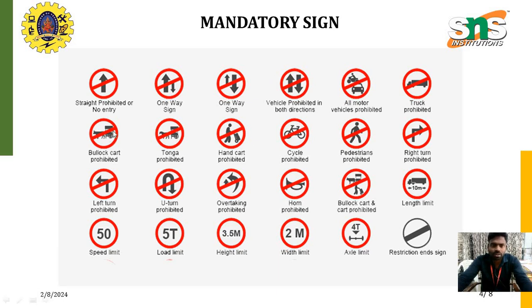For example, we have no entry, one way, vehicles prohibited in both directions, trucks prohibited, bullock carts prohibited, mobile phone prohibited, cycles prohibited, and pedestrians prohibited. These are the symbols that indicate the mandatory sign. Further, there are signs such as 50 kilometers per hour and 3.5 meters, which is a height or distance ahead.